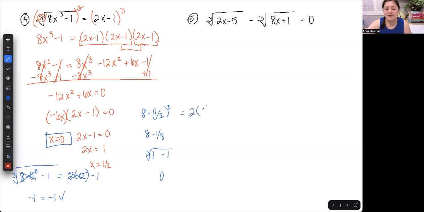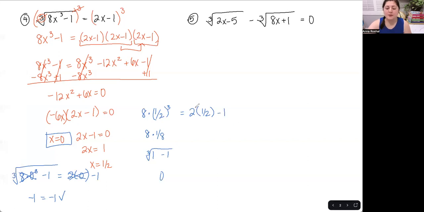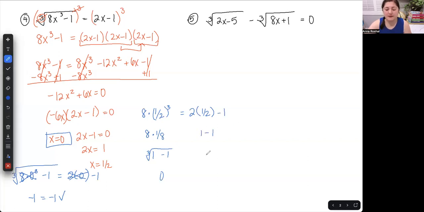Then I'm going to do 2 times 1/2 minus 1. So half of 2 is 1. 1 minus 1 is 0. Actually, they do equal each other. So then this is also a solution.